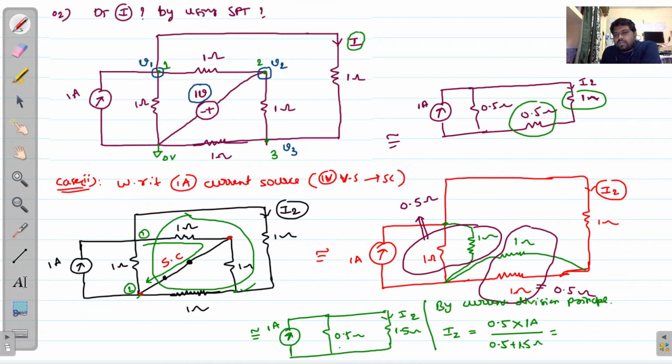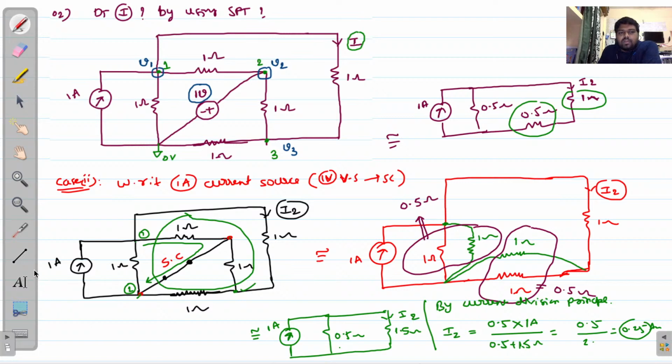So this is 0.5 and this is 2. So 0.5 by 2 means what? 0.25 amperes, right?